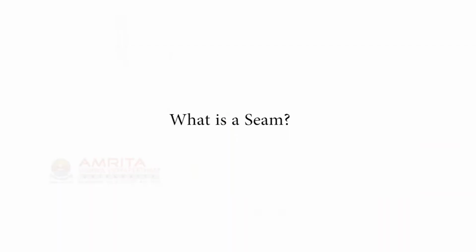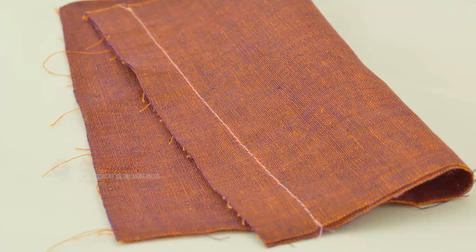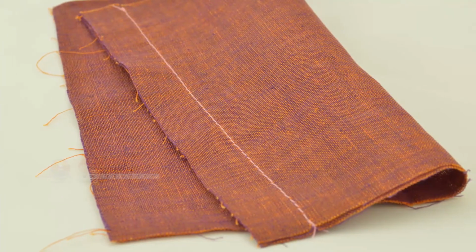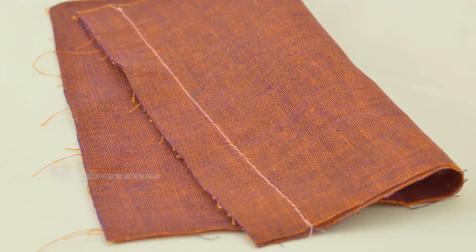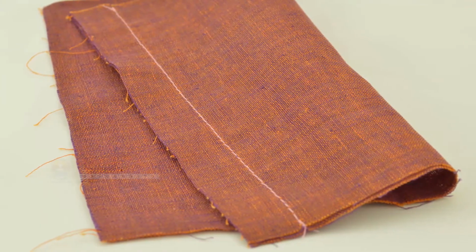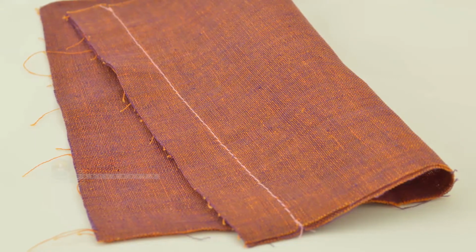What is a seam? A seam is a line of stitches that joins two or more layers of fabric. This method of joining two or more pieces of fabric by a row of stitches is called seaming.